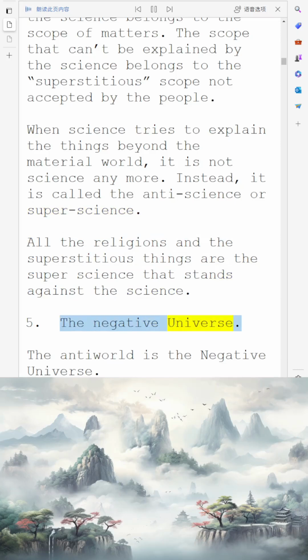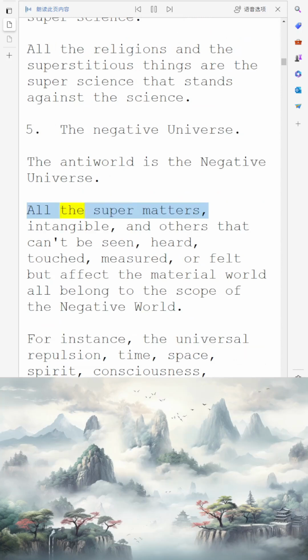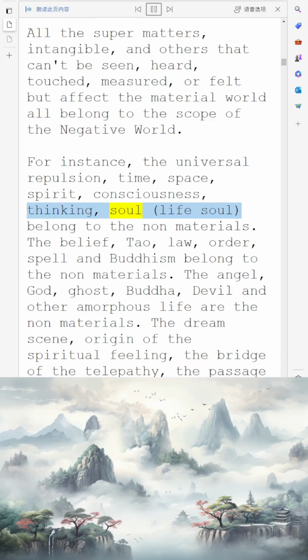The negative universe. The anti-world is the negative universe. All the supermatters, intangibles, and others that can't be seen, heard, touched, measured, or felt but affect the material world all belong to the scope of the negative world. For instance, the universal repulsion, time, space, spirit, consciousness, thinking, soul, and life soul belong to the non-materials.